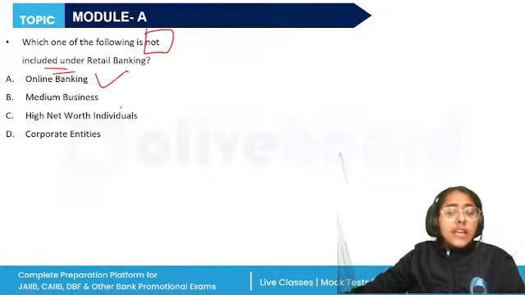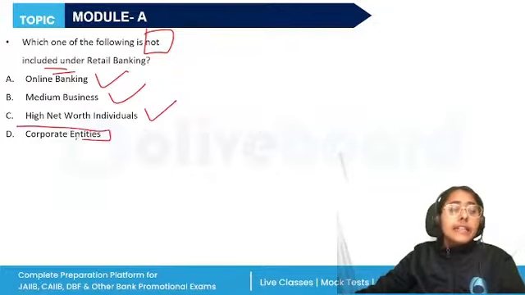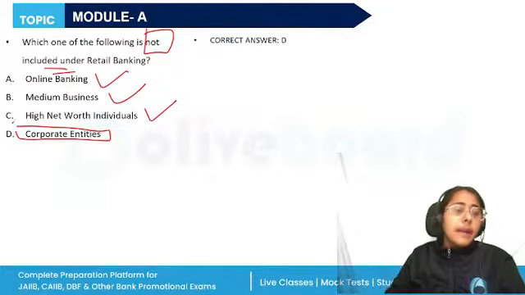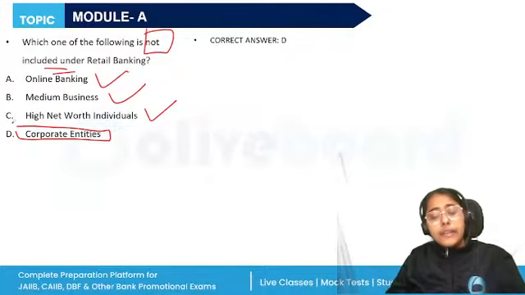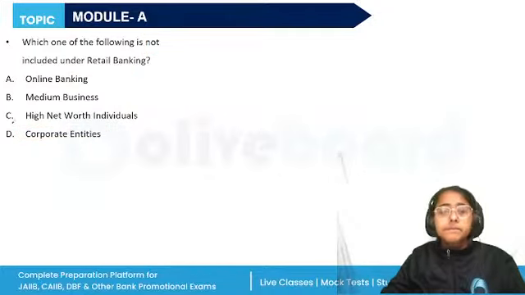Online banking is there, medium business is there, high net worth individuals is there. However, the corporate entities are not catered by retail banking segment, right? The corporate entities are not dealt or catered by the retail banking segment.